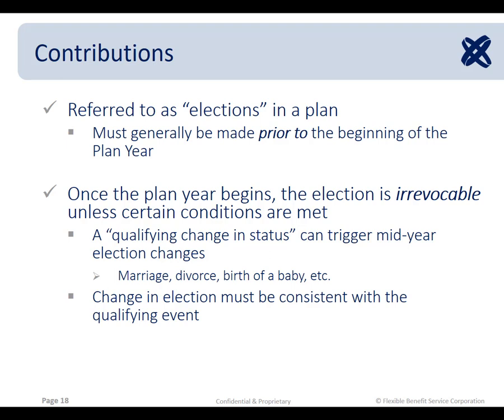So if someone gets married or divorced or has a baby, they may be able to change their election or even stop it altogether. Keep in mind, though, that the change in election must be consistent with the qualifying event. So if someone has a baby, he or she could come on the plan if not already enrolled, or increase their election. They would not be able to decrease or stop their election in this instance.